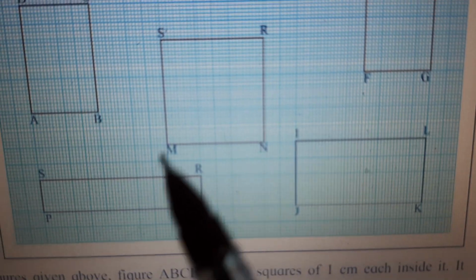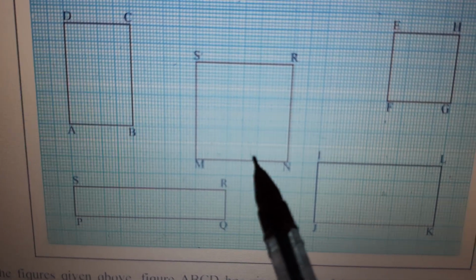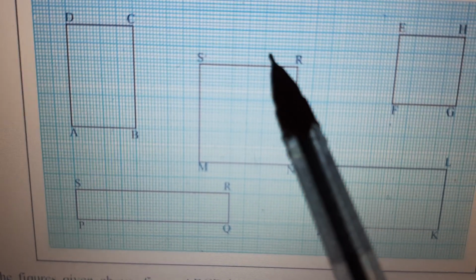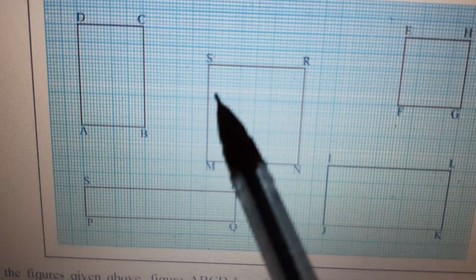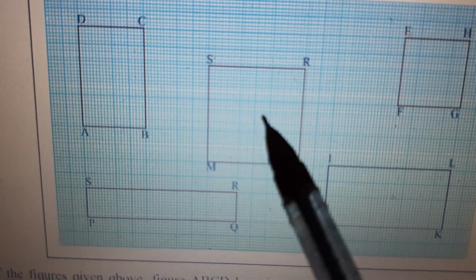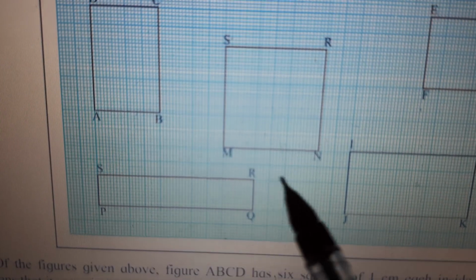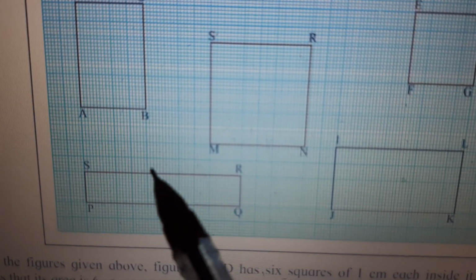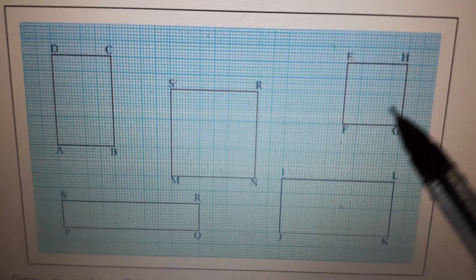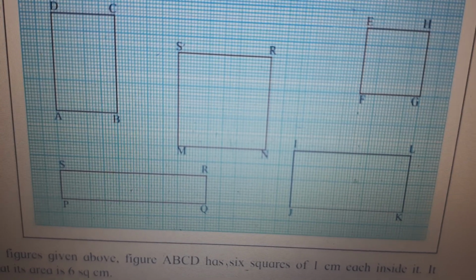Look at this square. Okay, that is MNRS. You can count like this: 1, 2, 3, 4, 5, 6, 7, 8, 9. That means 9 square centimeter. Here you can see this one, PQRS. 1, 2, 3, 4, 5. That means 5 square centimeter. Like this, using a graph paper also we can find out the area of the figure.